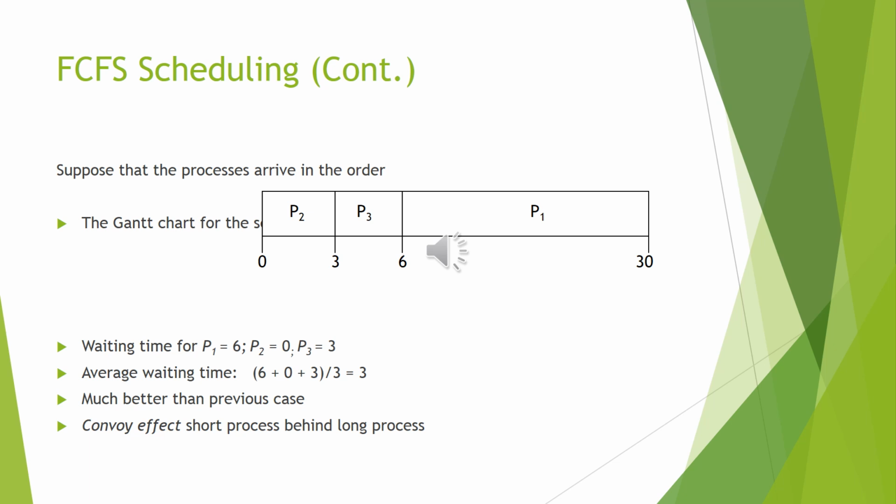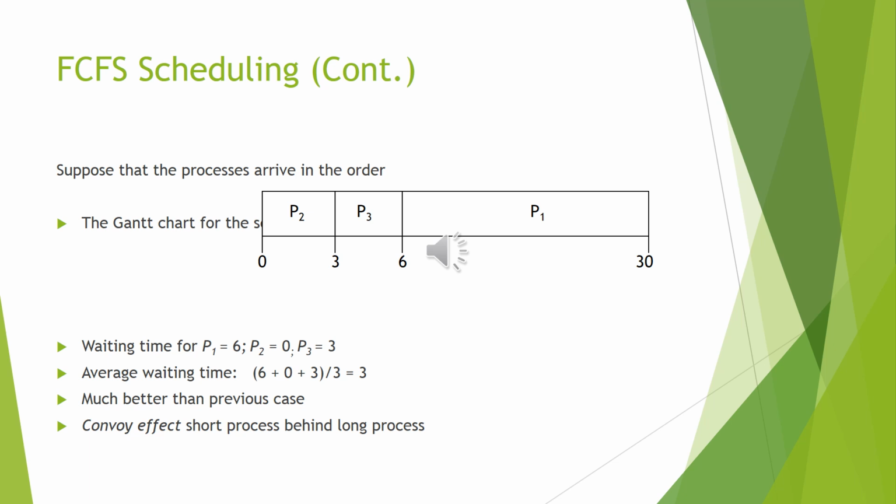Then from there process 1 enters. Then the execution time of process 1 will be 24. That is why 24 plus 6 will give you 30. But process 1 waits for 6 seconds before it executes. So the waiting time of process 1 is 6. As I told you, it waits for 6 seconds before it gets executed.